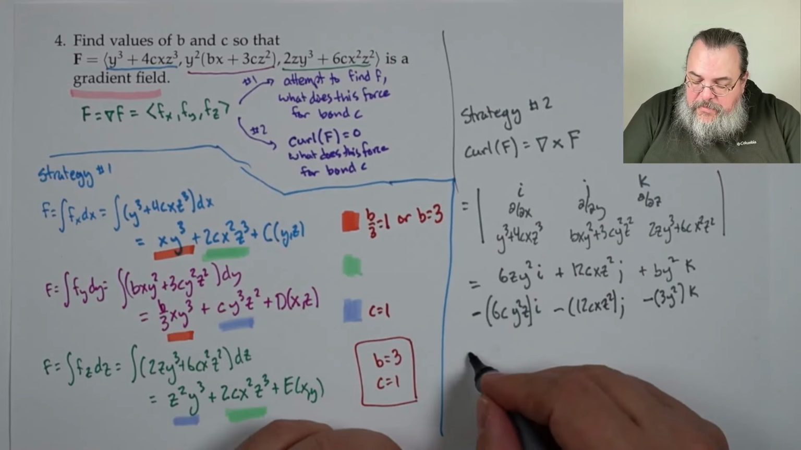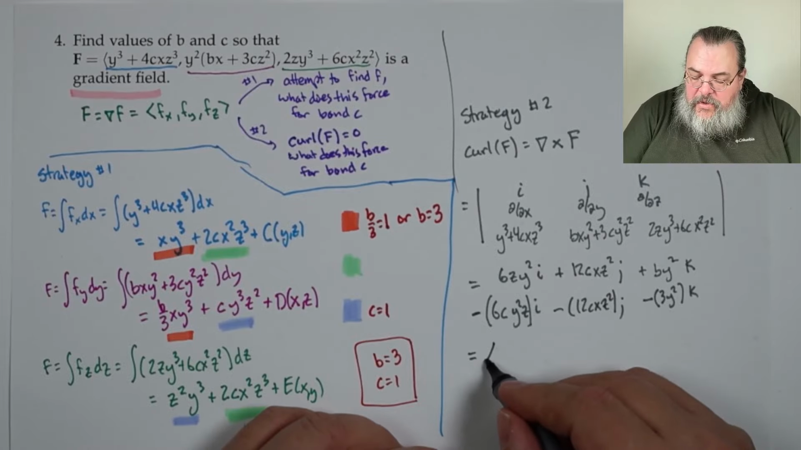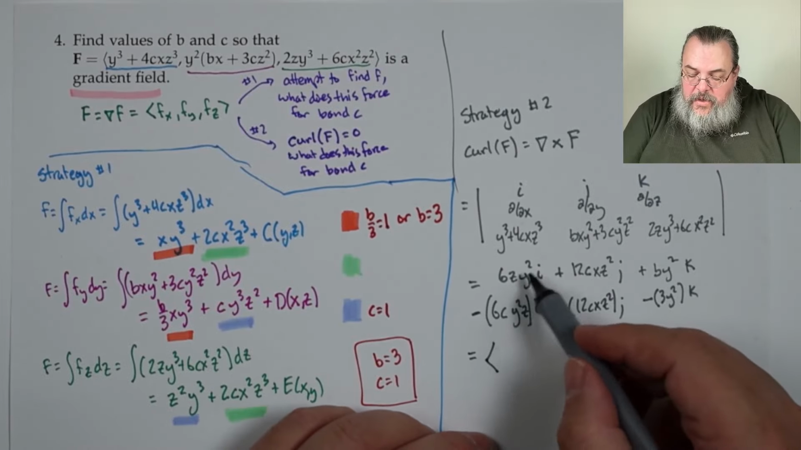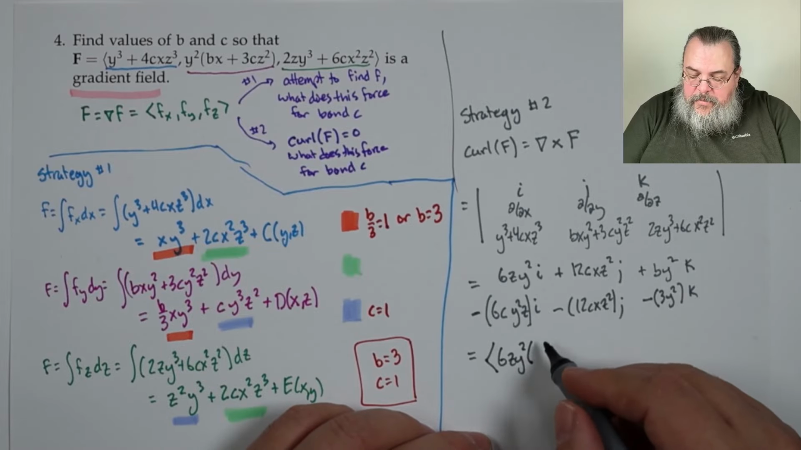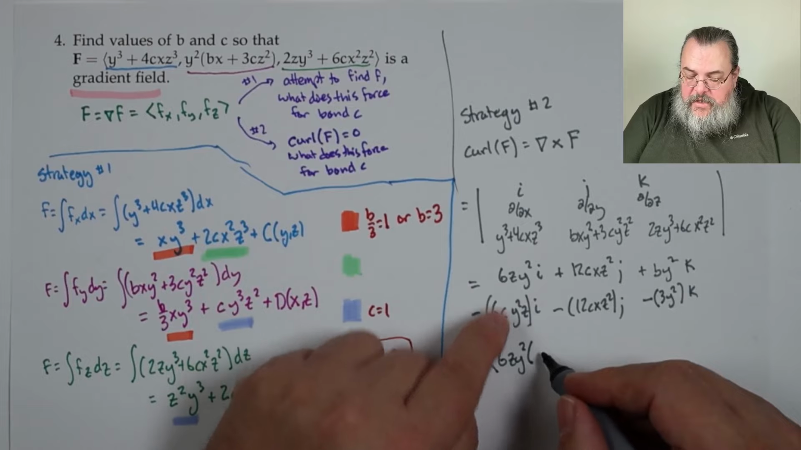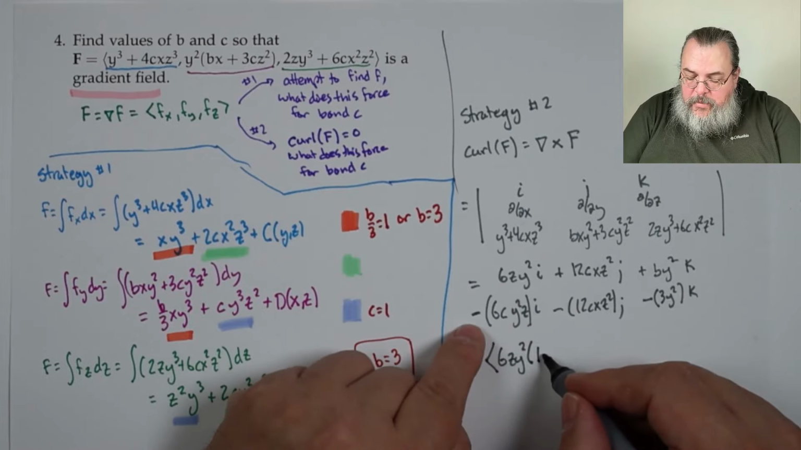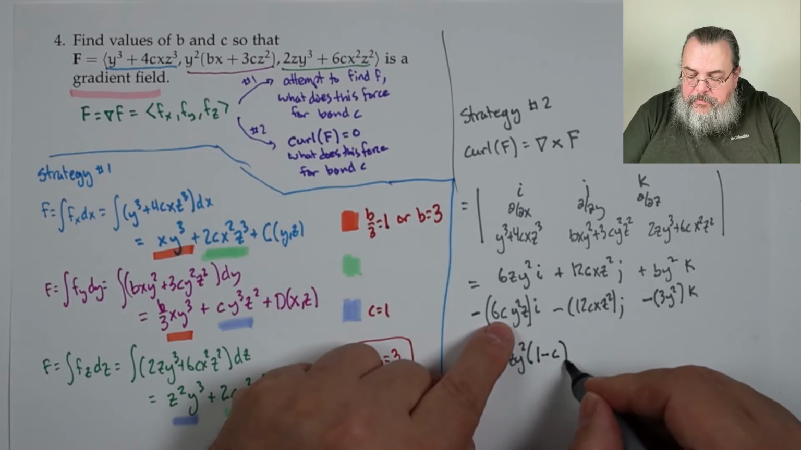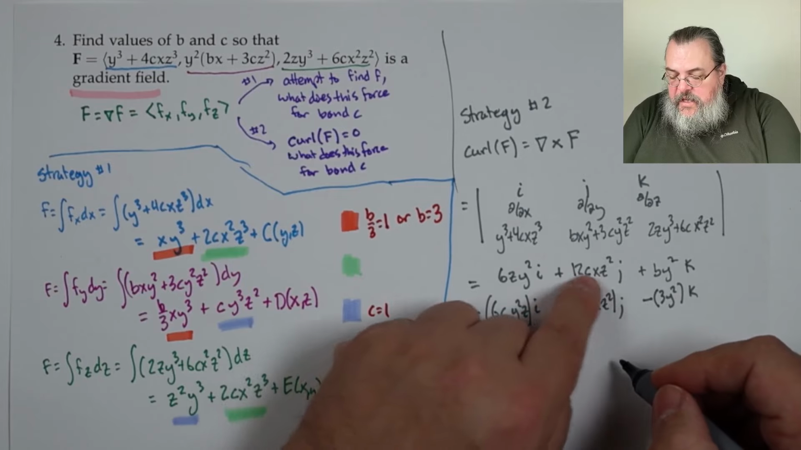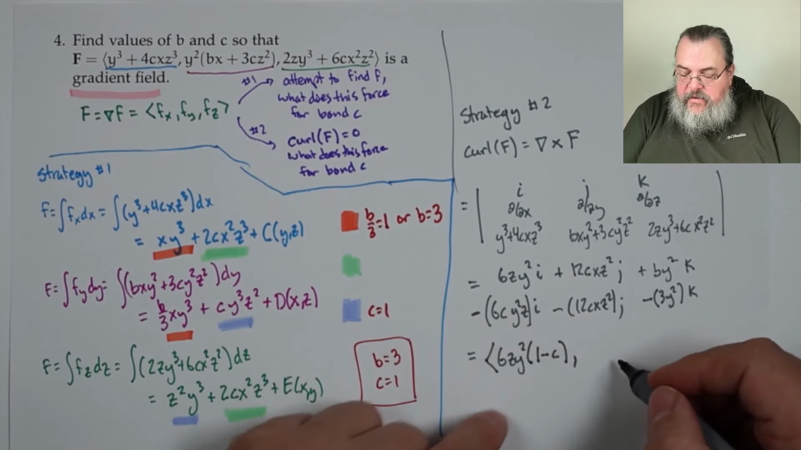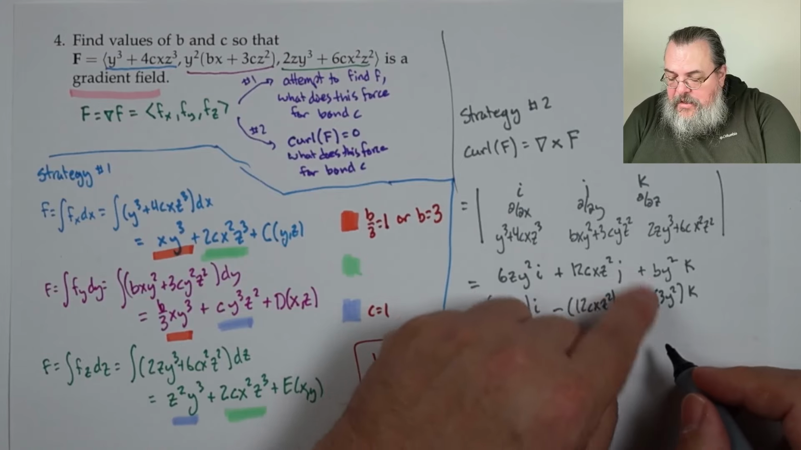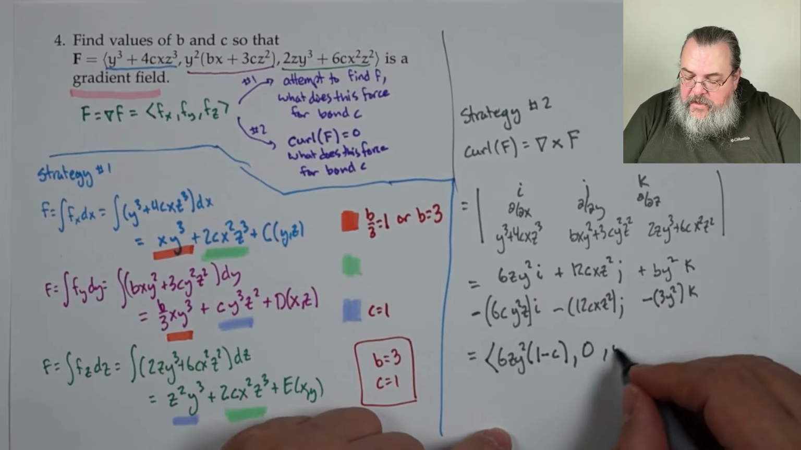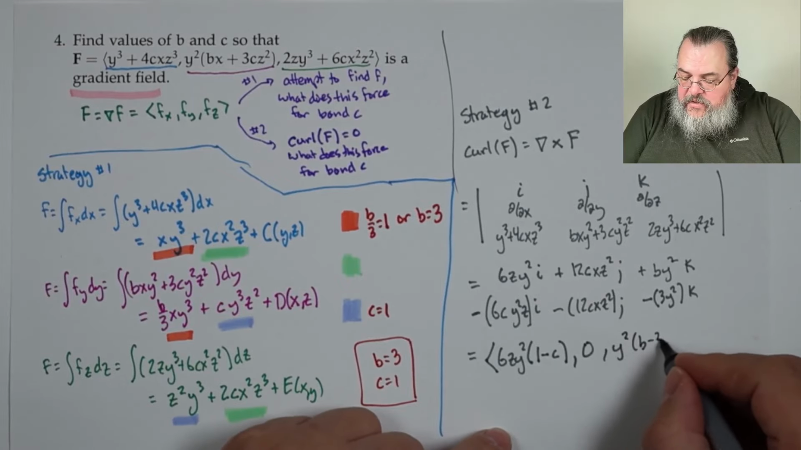And if we group this, what do we get? Well, in the first slot, well, we have 6zy squared common. And now, what's not common? Well, we grabbed everything from here. And here, we didn't grab the minus or the c. Comma, 12cxz squared minus 12cxz squared, 0, comma. Here, we can factor out the y squared. What's left? b minus 3.